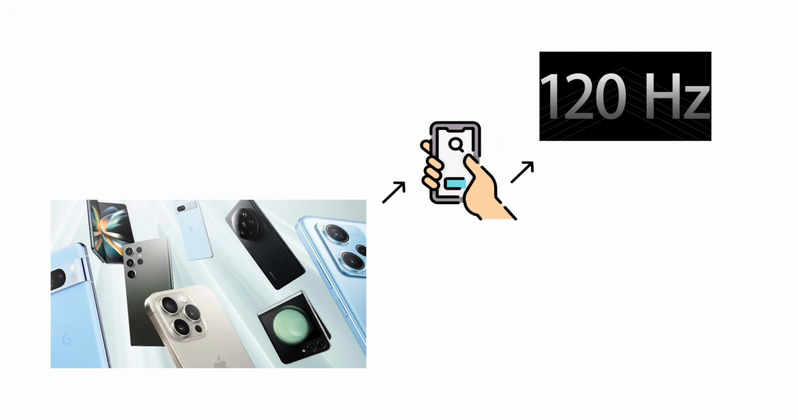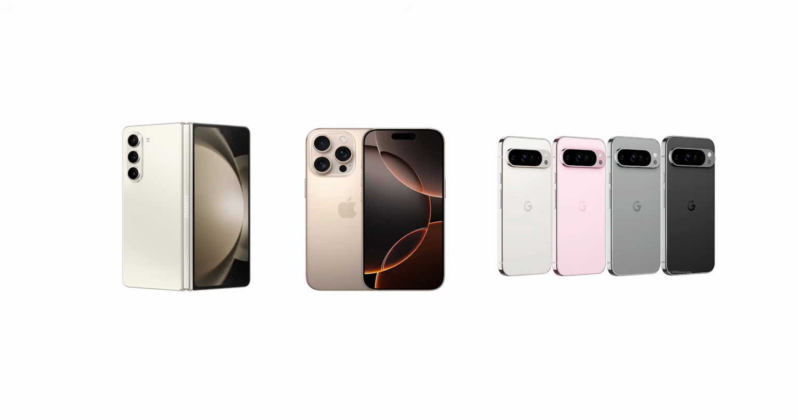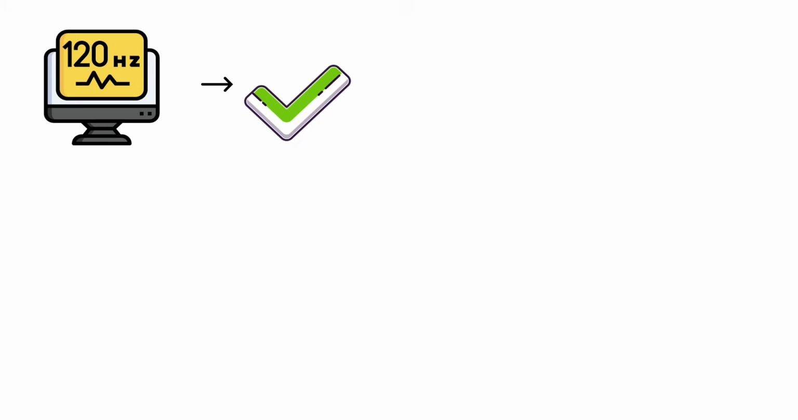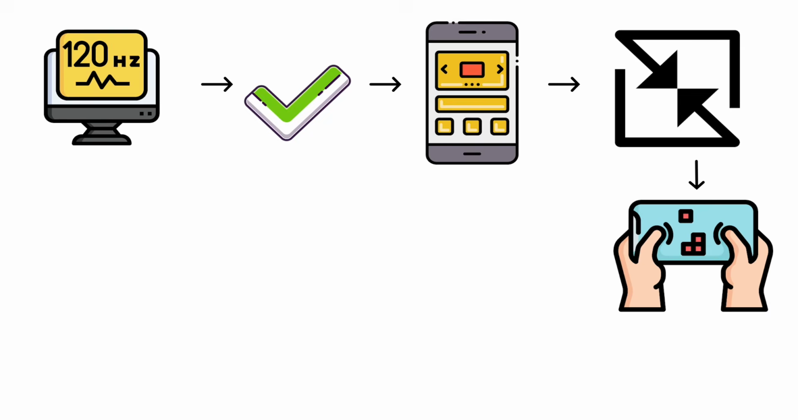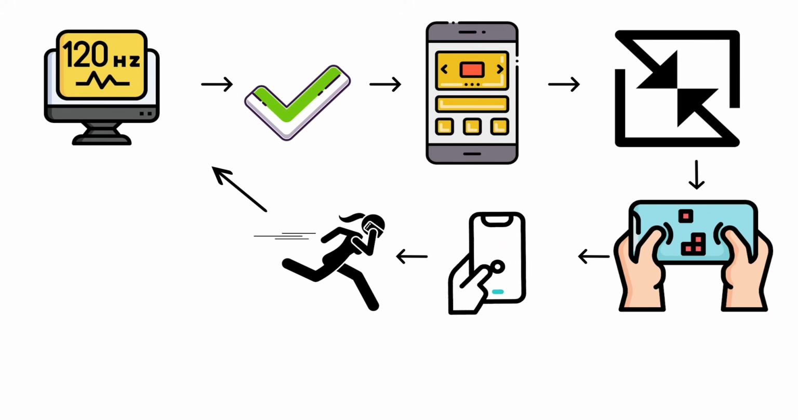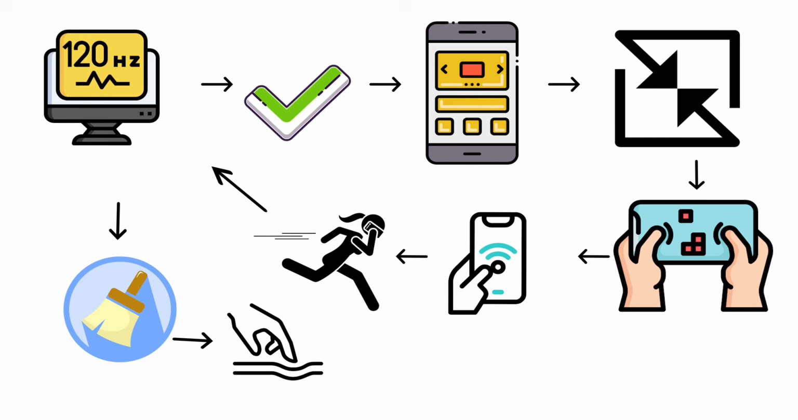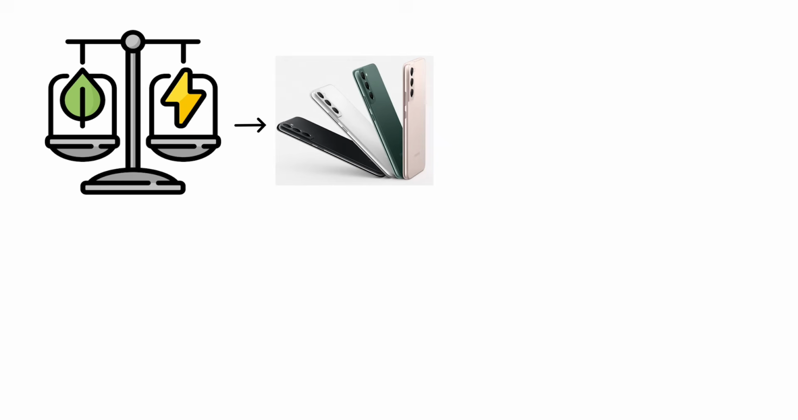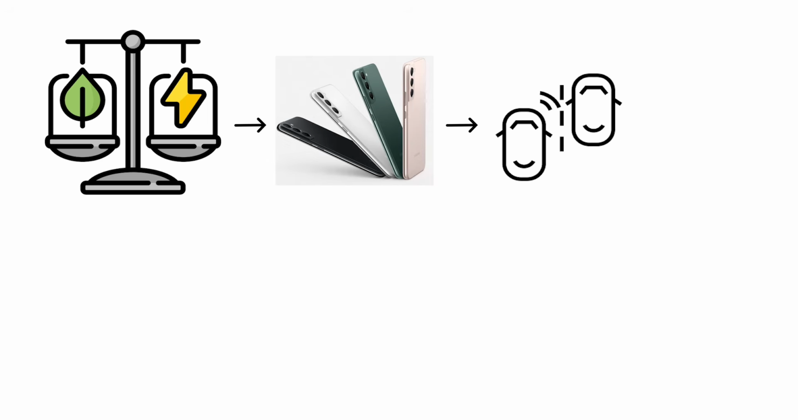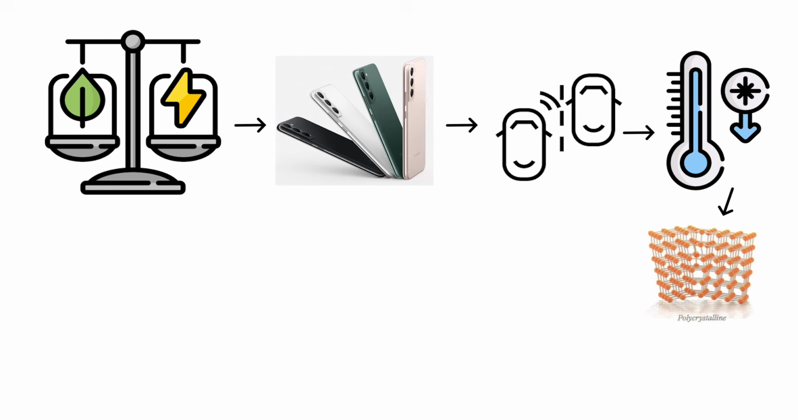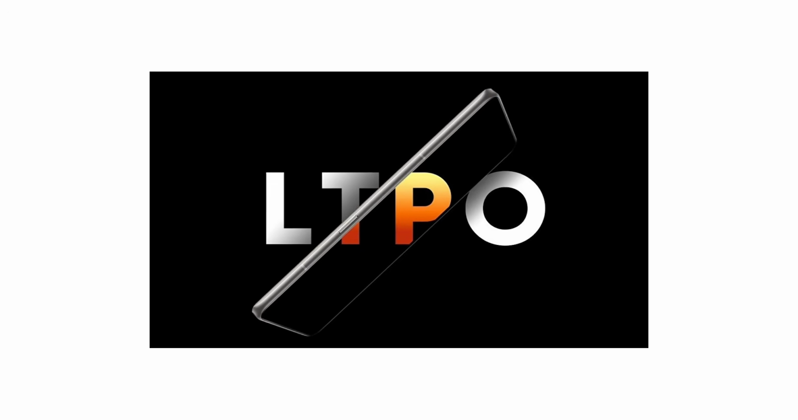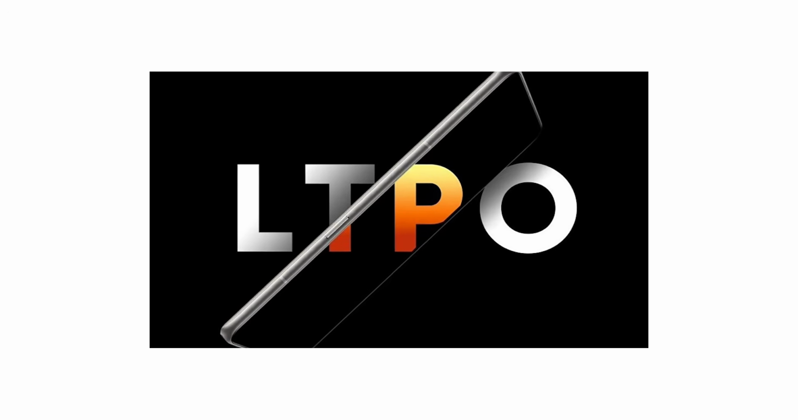Many flagship smartphones now use 120 Hz panels as standard, including Samsung Galaxy, iPhone Pro, and Google Pixel Pro series. The higher rate allows the interface to synchronize with gaming engines or animation systems running at the same frame rate, producing clearer, smoother motion with reduced blur. To balance power consumption, most of these displays rely on adaptive control systems such as low-temperature polycrystalline oxide, often abbreviated LTPO technology.